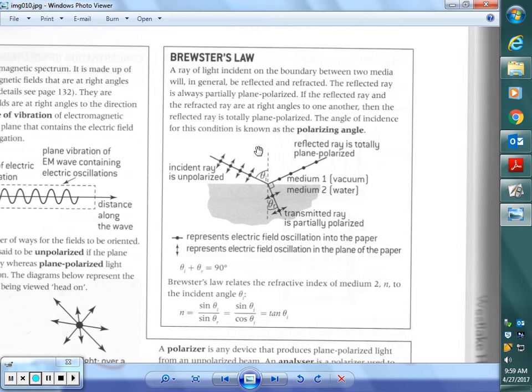So it says Brewster's law relates the refractive index of medium 2 to the incident angle. Okay, and then we end up with that. That's the refractive index that we would need in order to get this perpendicular arrangement that gets the reflected light to be totally plane polarized.